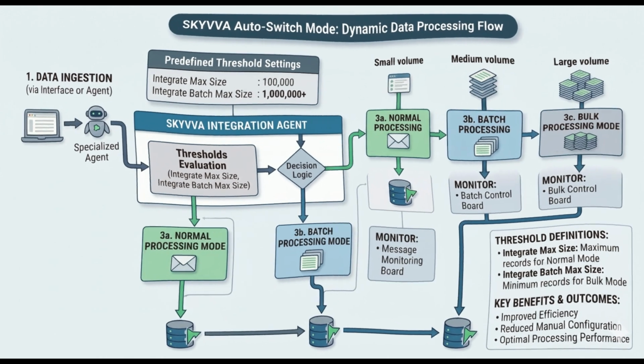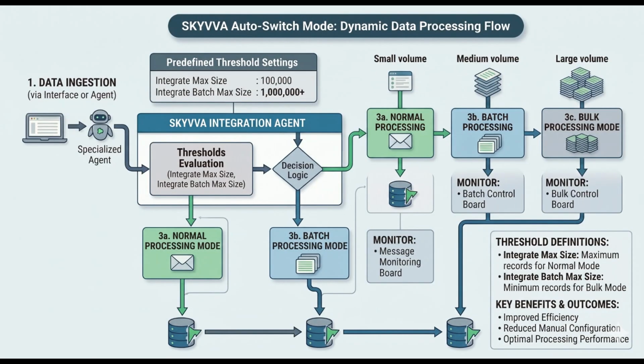It also helps to optimize system resources, because each dataset is processed in the most suitable way without any manual intervention. Summary. In this video, we explained how SKYVVA Auto-Switch Mode dynamically selected the most suitable processing method based on the number of incoming records. We demonstrated how the system automatically switched between normal, batch, and bulk processing using the configured integrate max size and batch max size thresholds. Through examples with 15, 40, and 105 records, we showed how SKYVVA intelligently routed data to the correct processing mode without manual intervention.